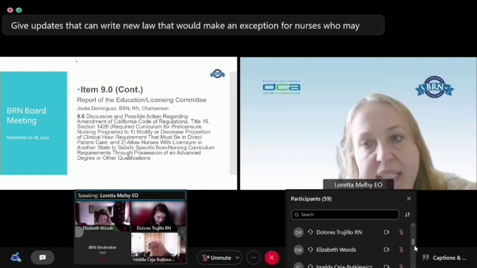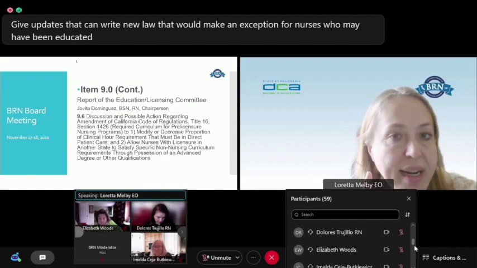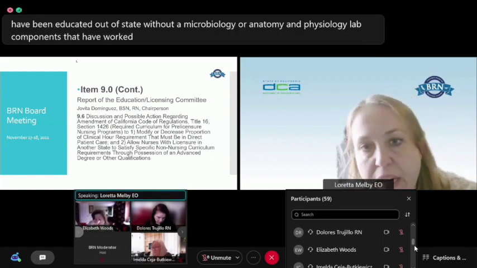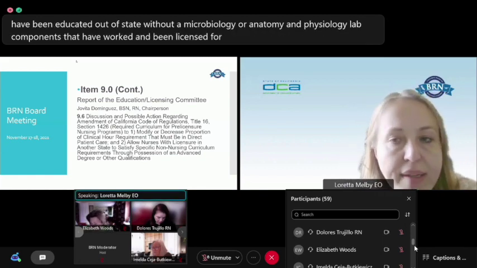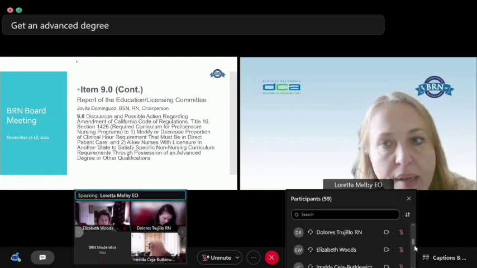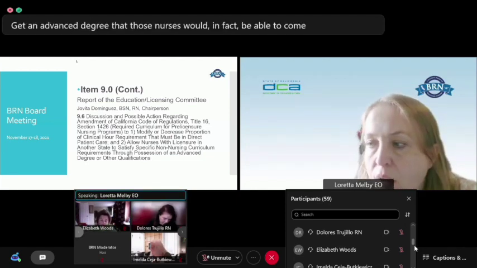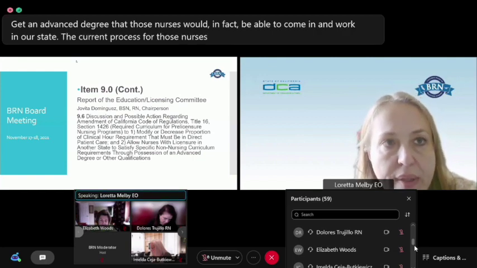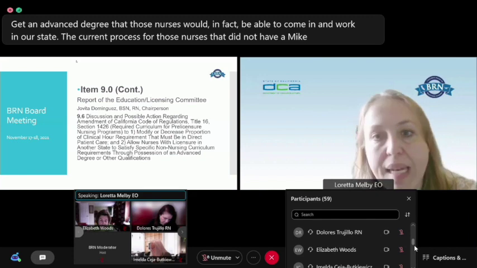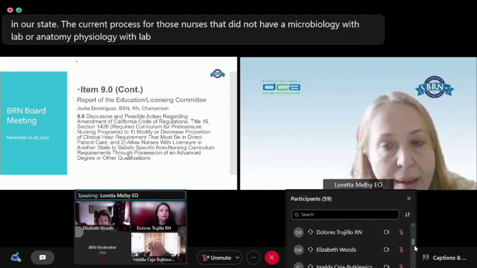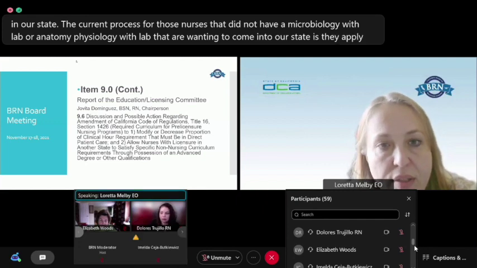that would make an exception for nurses who may have been educated out of state without a microbiology or anatomy and physiology lab component that have worked and been licensed for 5 years or have gone on to get an advanced degree, that those nurses would in fact be able to come in and work in our state. The current process for those nurses that did not have a microbiology with lab or an anatomy physiology with lab that are wanting to come into our state is they apply, our licensing evaluators do a review.